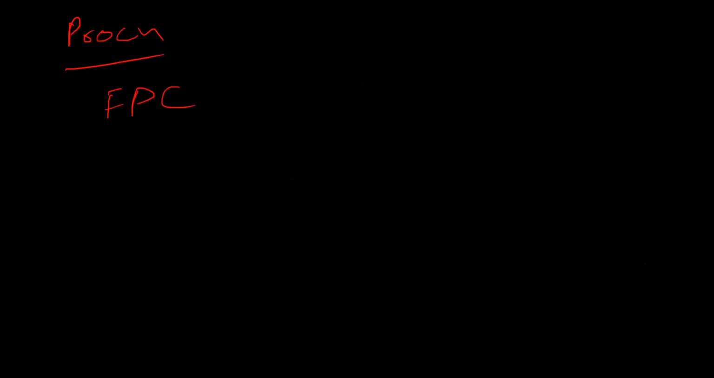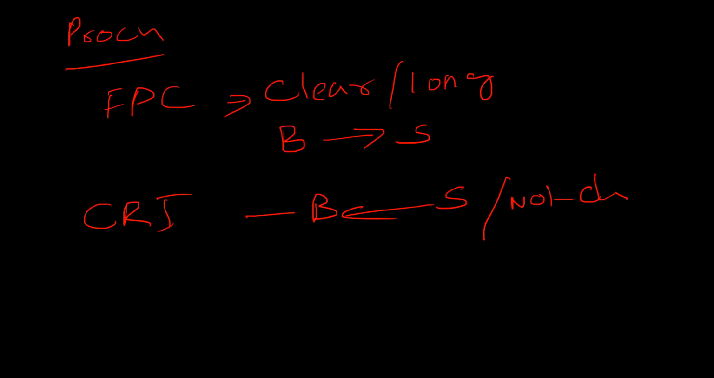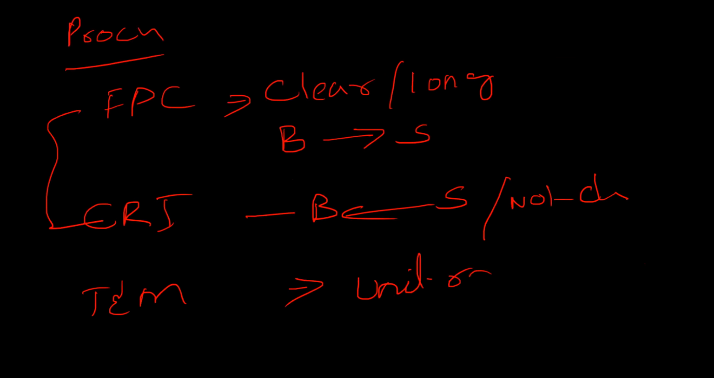Fixed price contracts can only be used when the scope of work is clear, and can be used for longer durations of project. Buyer is safe and seller is at risk. Cost reimbursable contracts: buyer is at risk, seller is safe, can be used for longer durations of project, and scope of work is not clear. And time and material is a hybrid, a combination of both. We set the unit rate, daily rate or hourly rate to finish the project.